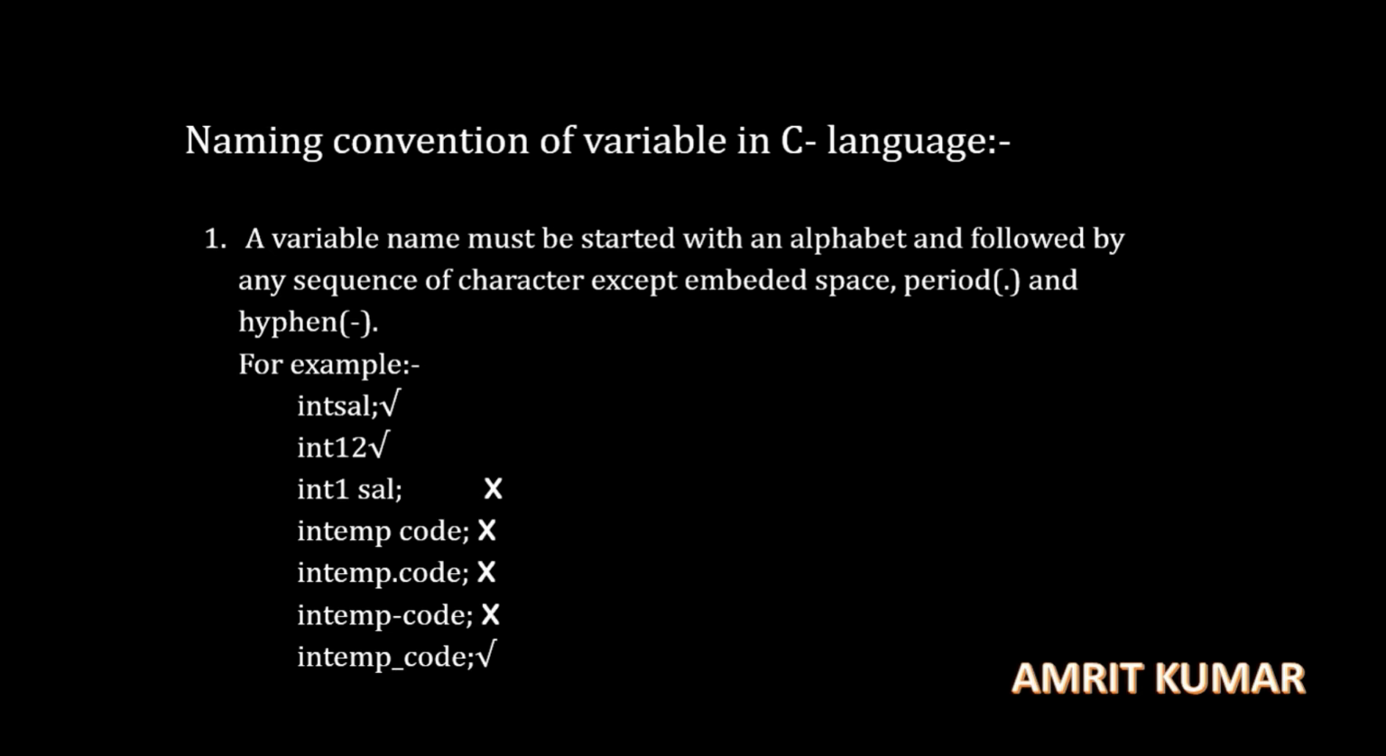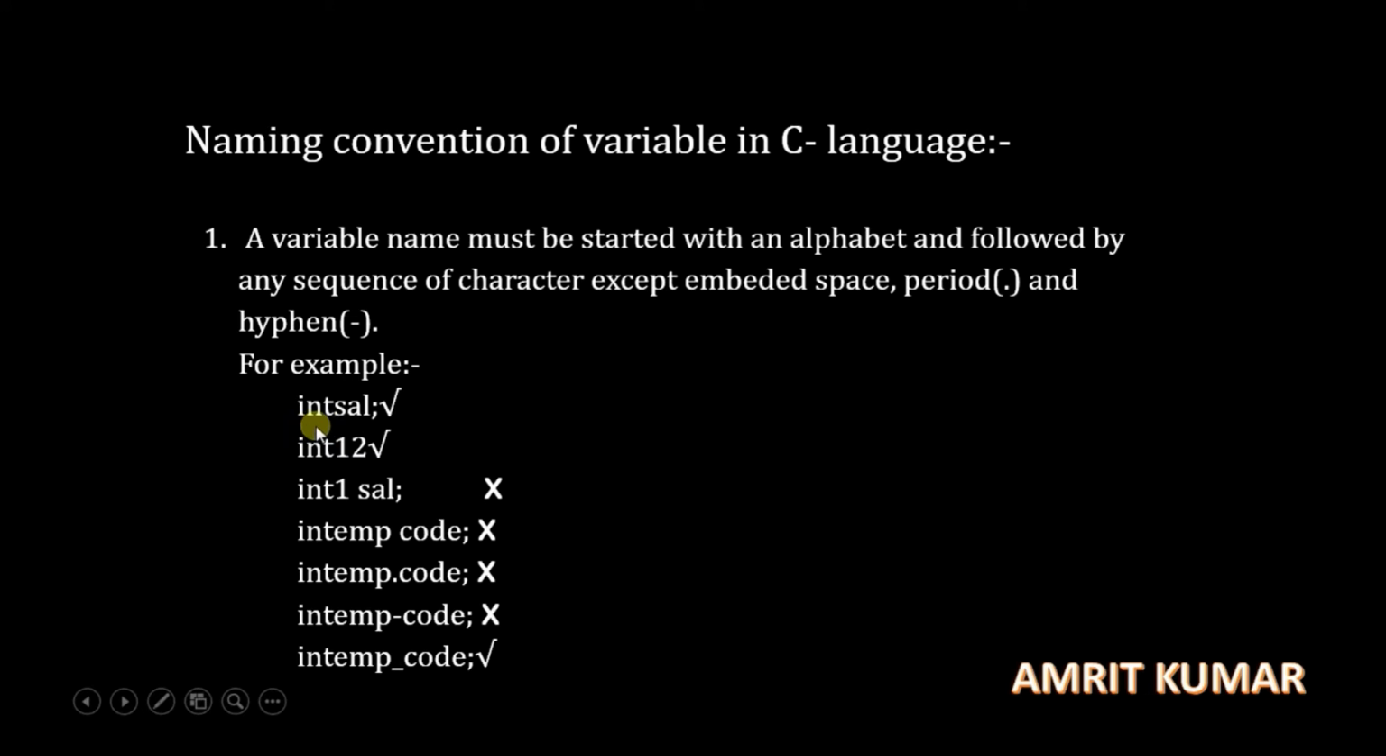So the first rule is that a variable name must start with an alphabet and be followed by any sequence of characters. This line is stating that a variable name must start with an alphabet. This is the first point: it should start with an alphabet and be followed by any sequence of characters except embedded space, period and hyphen. So there should be no space, no period and no hyphen also. So let's look at the example of it.